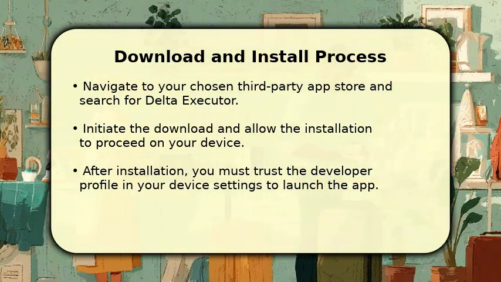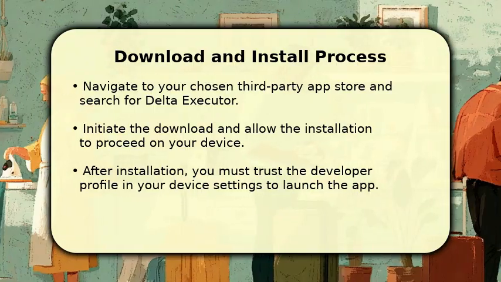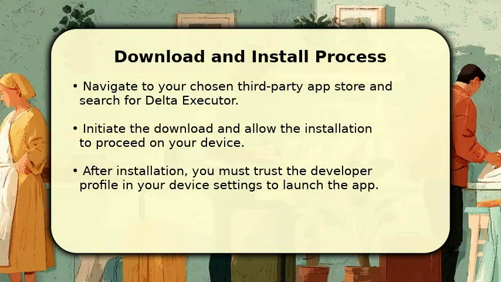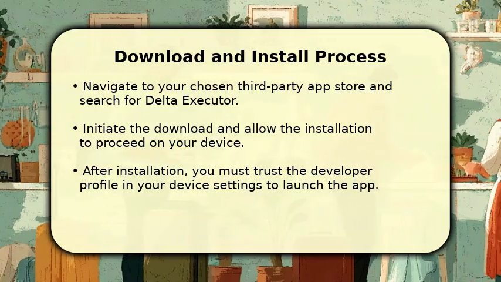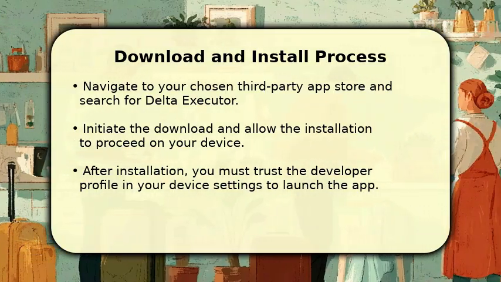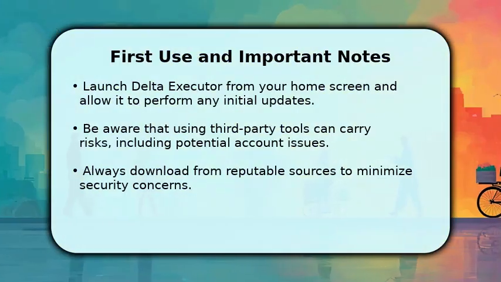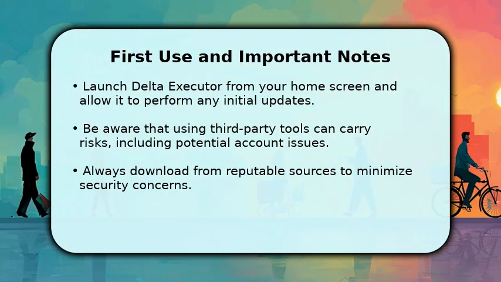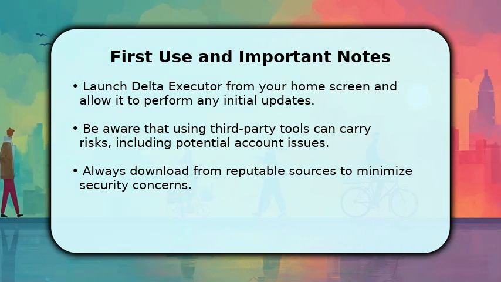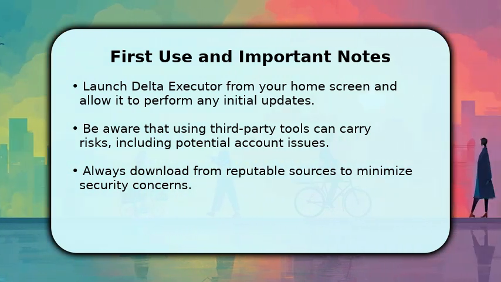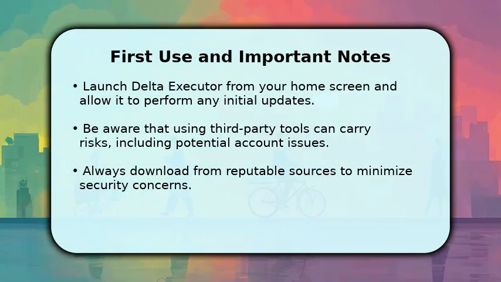After installation, go to your iPhone or iPad settings, navigate to General, then VPN and Device Management, and trust the Enterprise Developer profile associated with the new application. After successfully trusting the profile, you can launch Delta Executor directly from your home screen. The application may require a few moments for an initial setup or update upon its first launch.